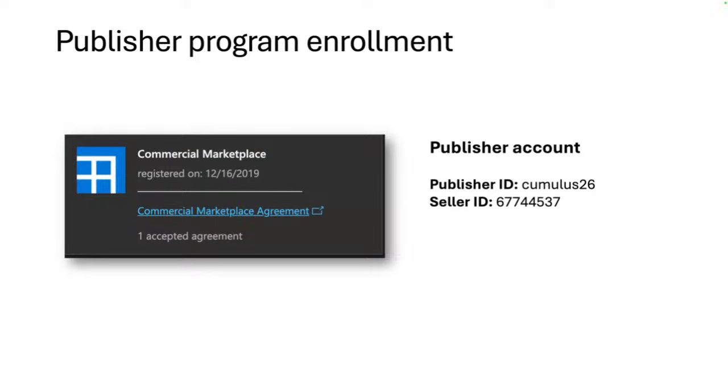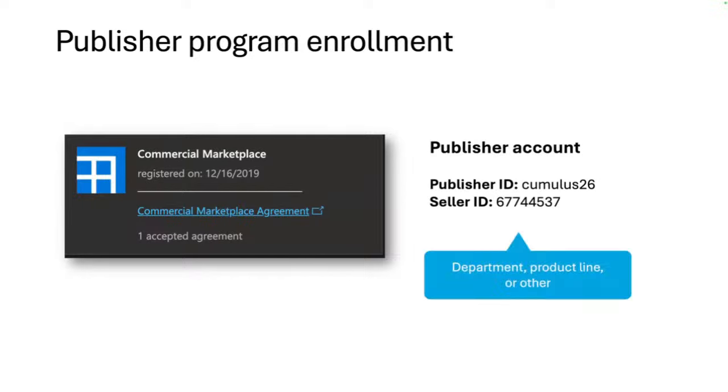It's called a publisher account, and I get to give it an ID of my choice. In my case, of course, Cumulus 26, and I get an associated seller ID that goes along with that publisher account. That seller ID is a very frequently requested identifier for your accounts from support should you find yourself in that situation. Now, what is a publisher account?